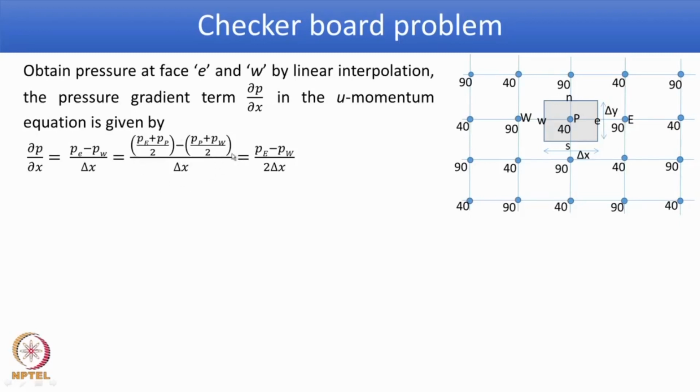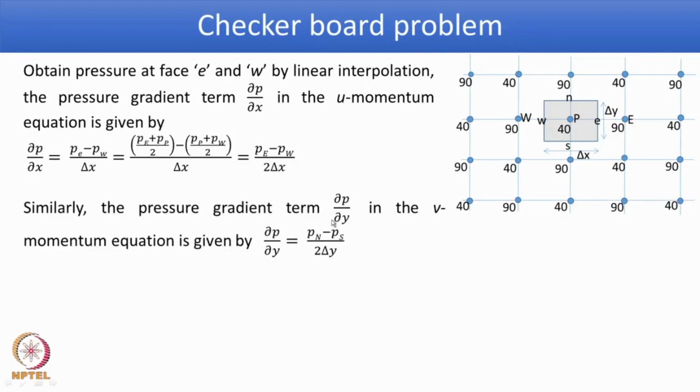Now, if you look at this overall, you have P_P appearing in both terms with the minus sign in between, so the P_P term gets cancelled. Finally, you have (P_E minus P_W) by 2 delta x. You can similarly obtain the other pressure gradient term ∂P/∂y, which appears in the second momentum equation, or V momentum equation. Without going through the detail, you can immediately guess: ∂P/∂y is equal to (P_N minus P_S) by 2 delta y.